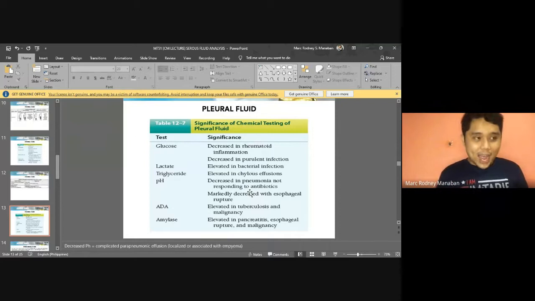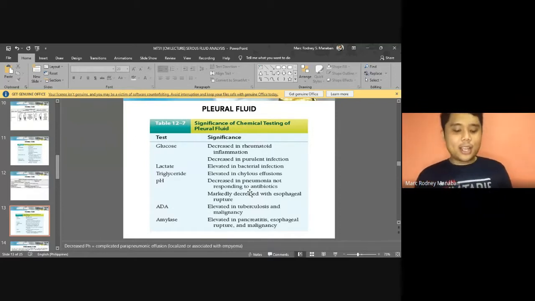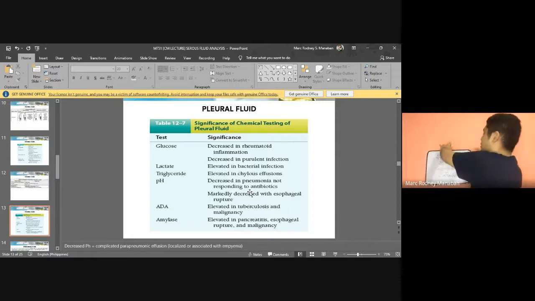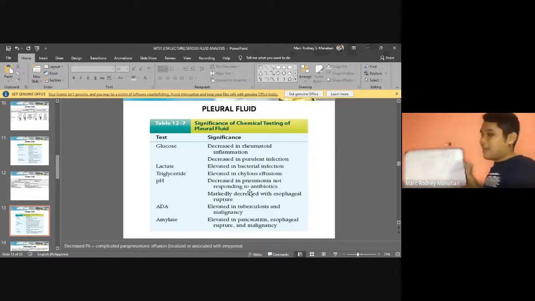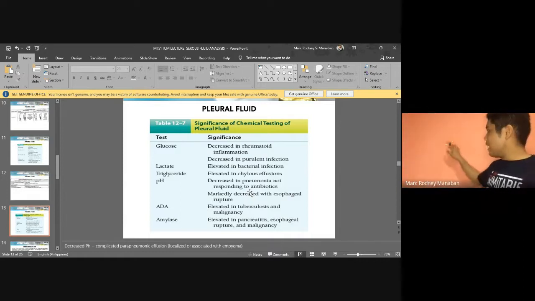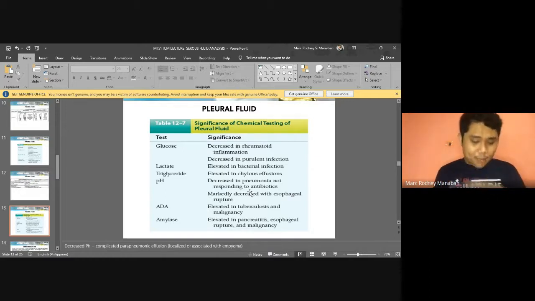ADA, or adenosine deaminase, greater than 40 U per L is indicative of tuberculosis. ADA, adenosine deaminase. And amylase, of course, is indicative of pancreatitis, remember, and of course esophageal rupture, coming from the salivary gland, which is positive for amylase, and of course malignancy.